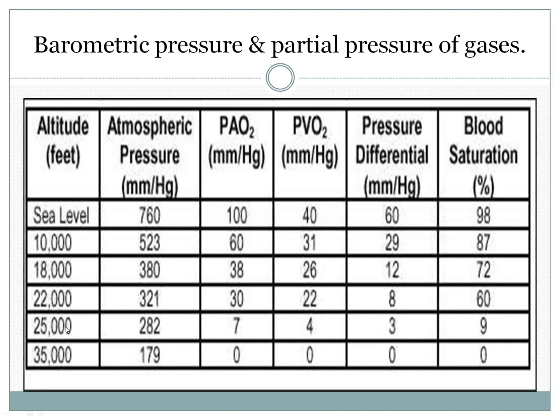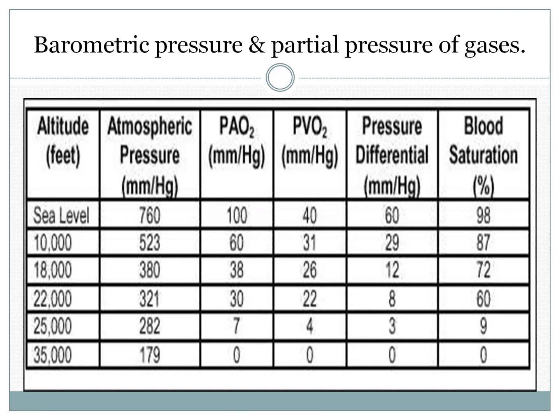If you consider 25,000 feet, here the atmospheric pressure is around 282. The arterial pressure is 7, so much reduced. See, from 100 it has decreased to only 7. And the venous pressure is only 4. So the gradient will be 3. And with this pressure gradient, only 9% of hemoglobin will be saturated with oxygen.